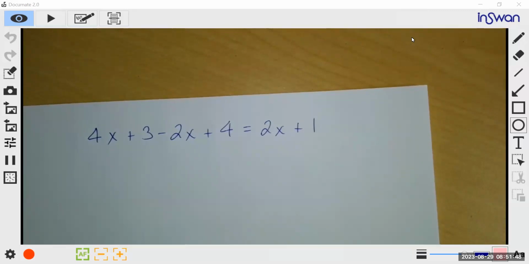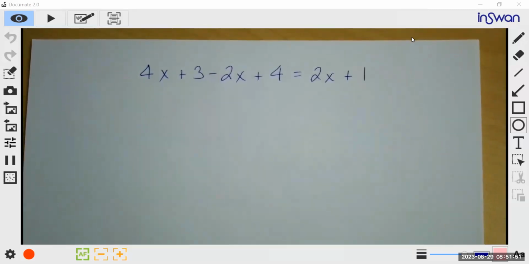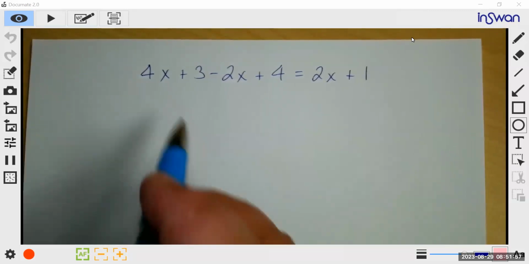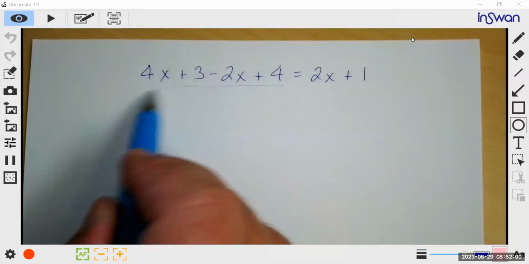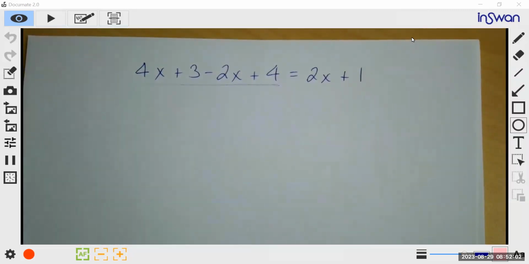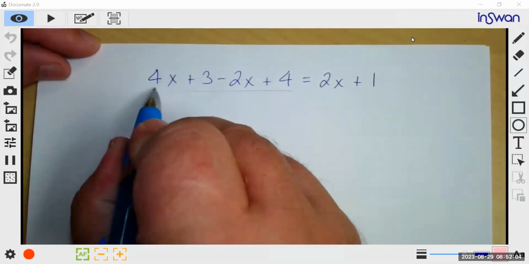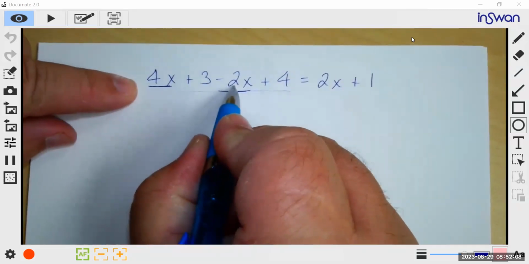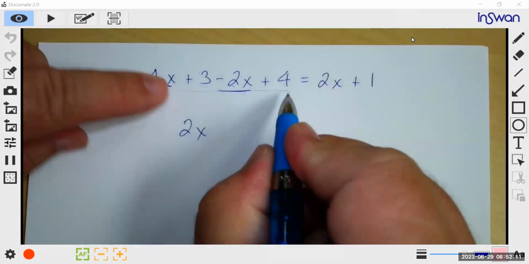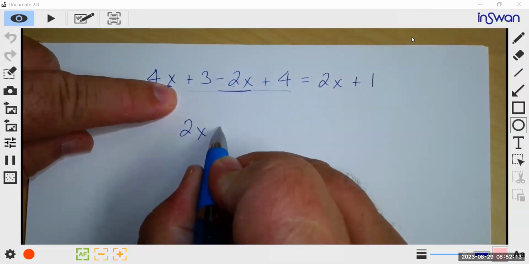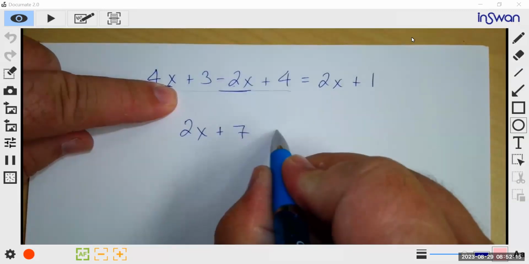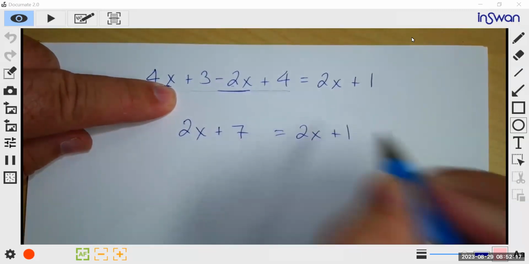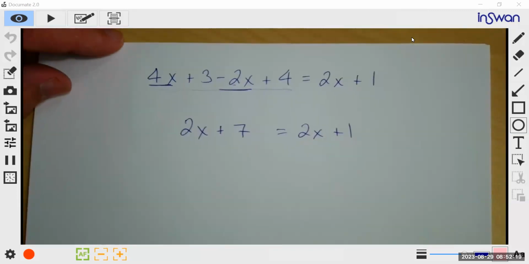So now, whenever you have equations, before you do anything, always simplify both sides first. Because we see this is a huge bunch of strung out stuff in here. Can we combine them? Yeah, so we have 4x minus 2x, so 4 minus 2 is what? So it's 2x. 3 plus 4, positive 7, equals 2x plus 1.